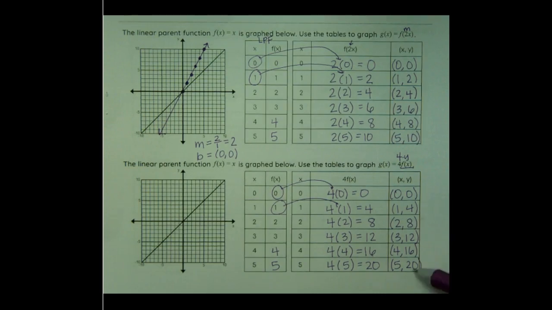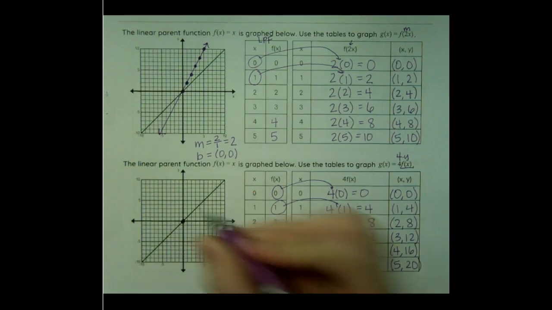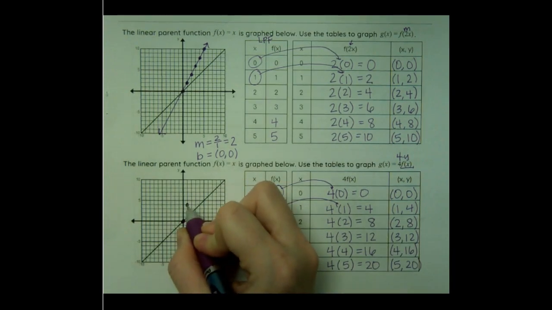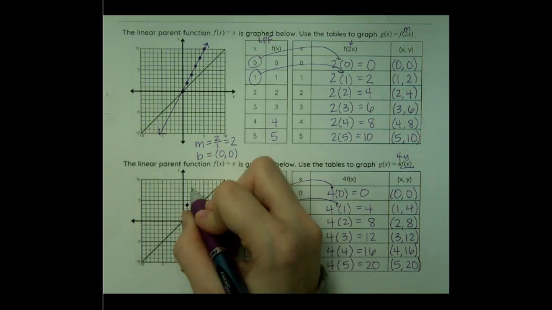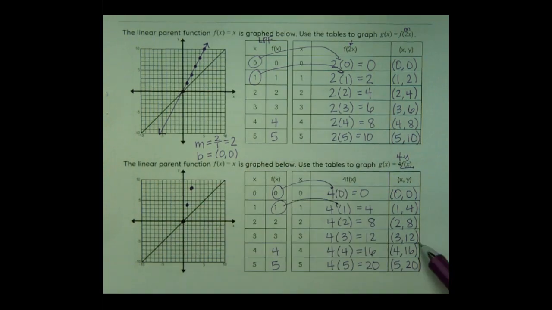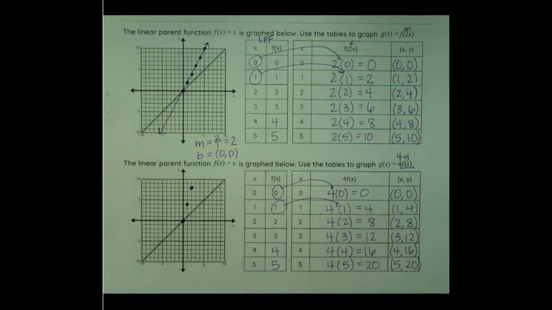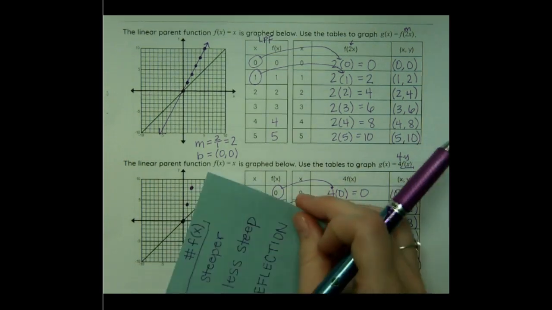So now that I have all my points, I'm going to do the same thing. I'm going to graph. So I start with 0, 0. Then I plot the point 1, 4. 2, 8. And I can't plot 3, 12 because it's off my graph. So I have 3 points. That's good. I'm going to draw my line.